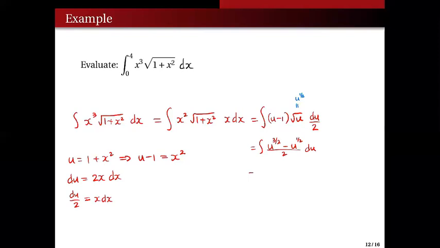So if we evaluate this, we have 1/2 quantity u raised to 3/2 plus 1 divided by 3/2 plus 1, minus u raised to 1/2 plus 1 divided by 1/2 plus 1, plus c.